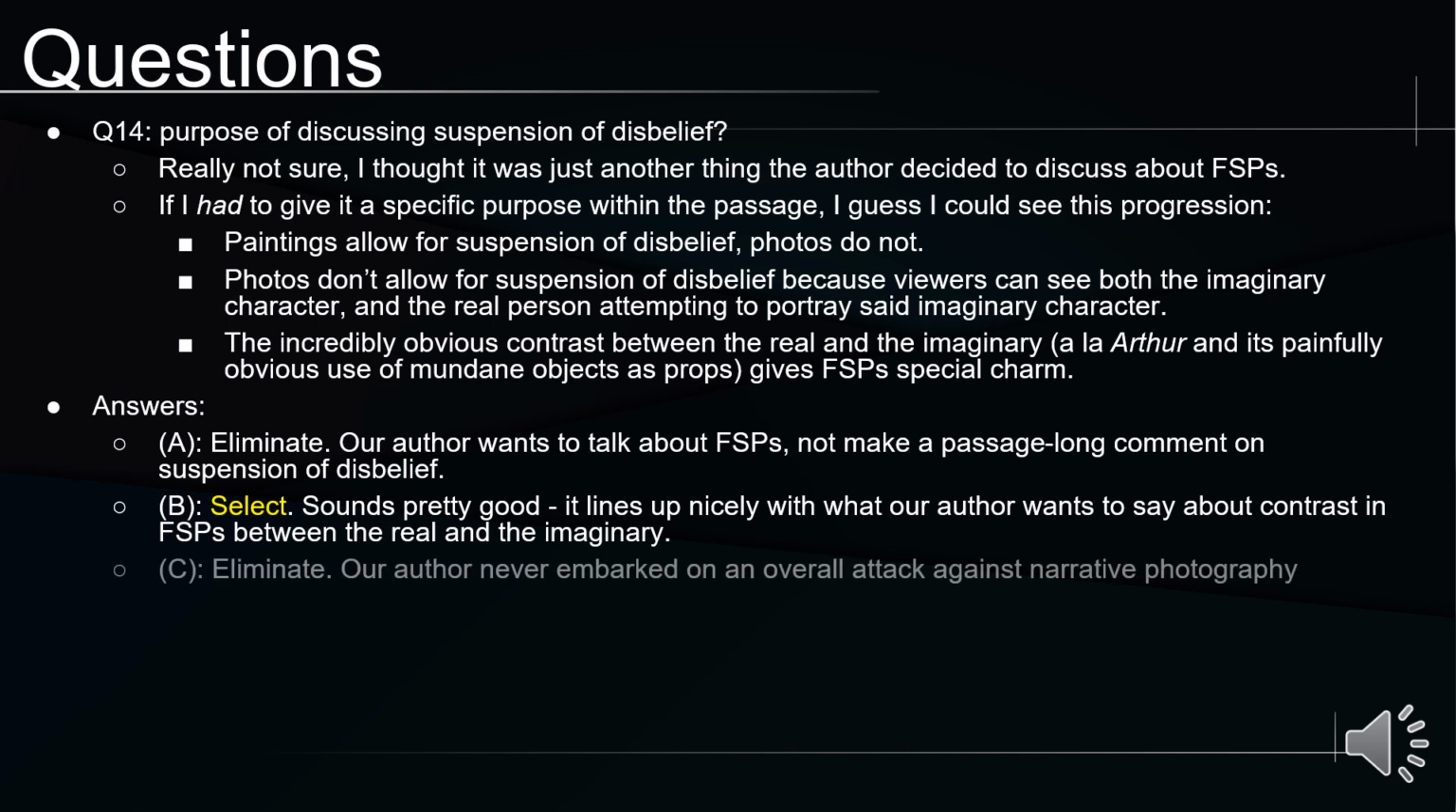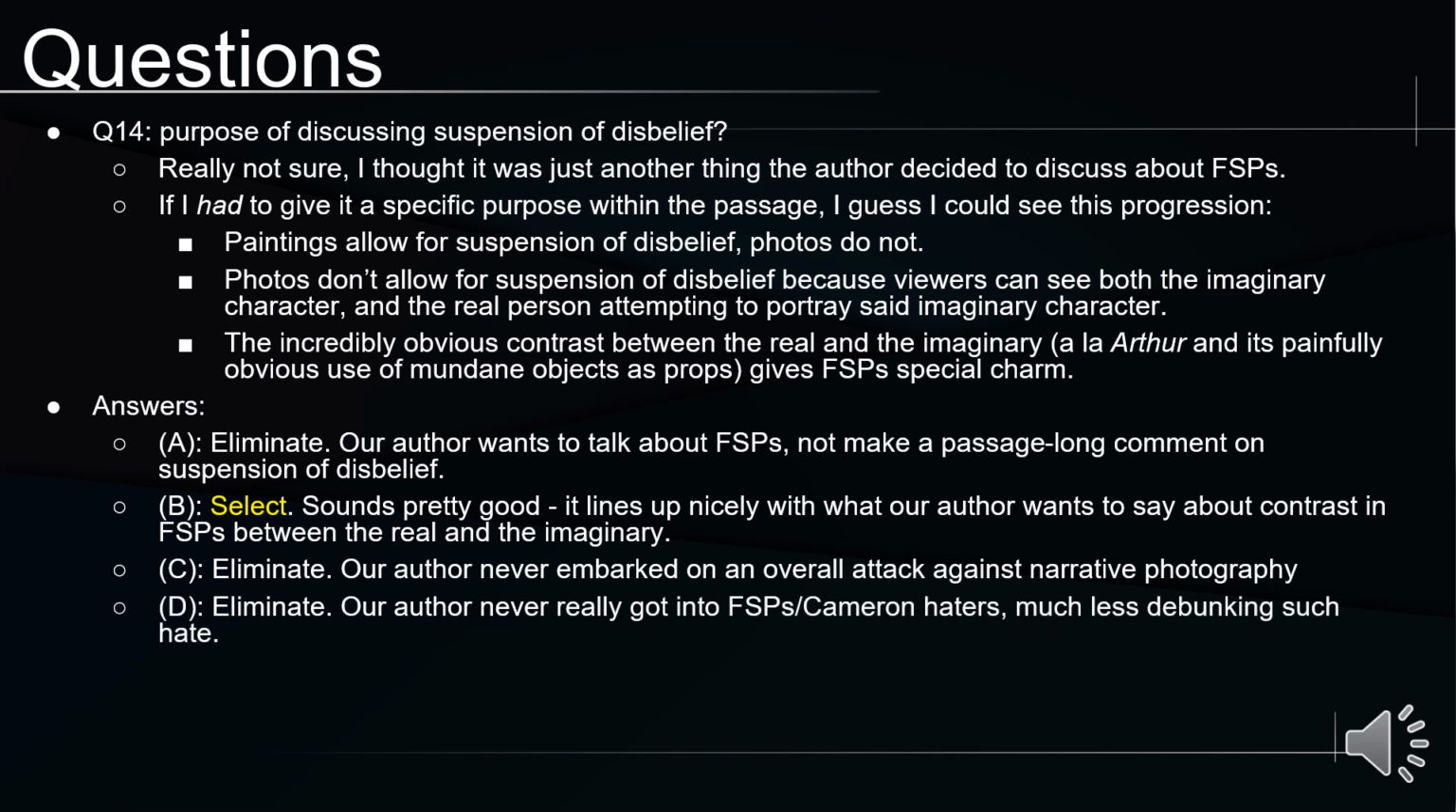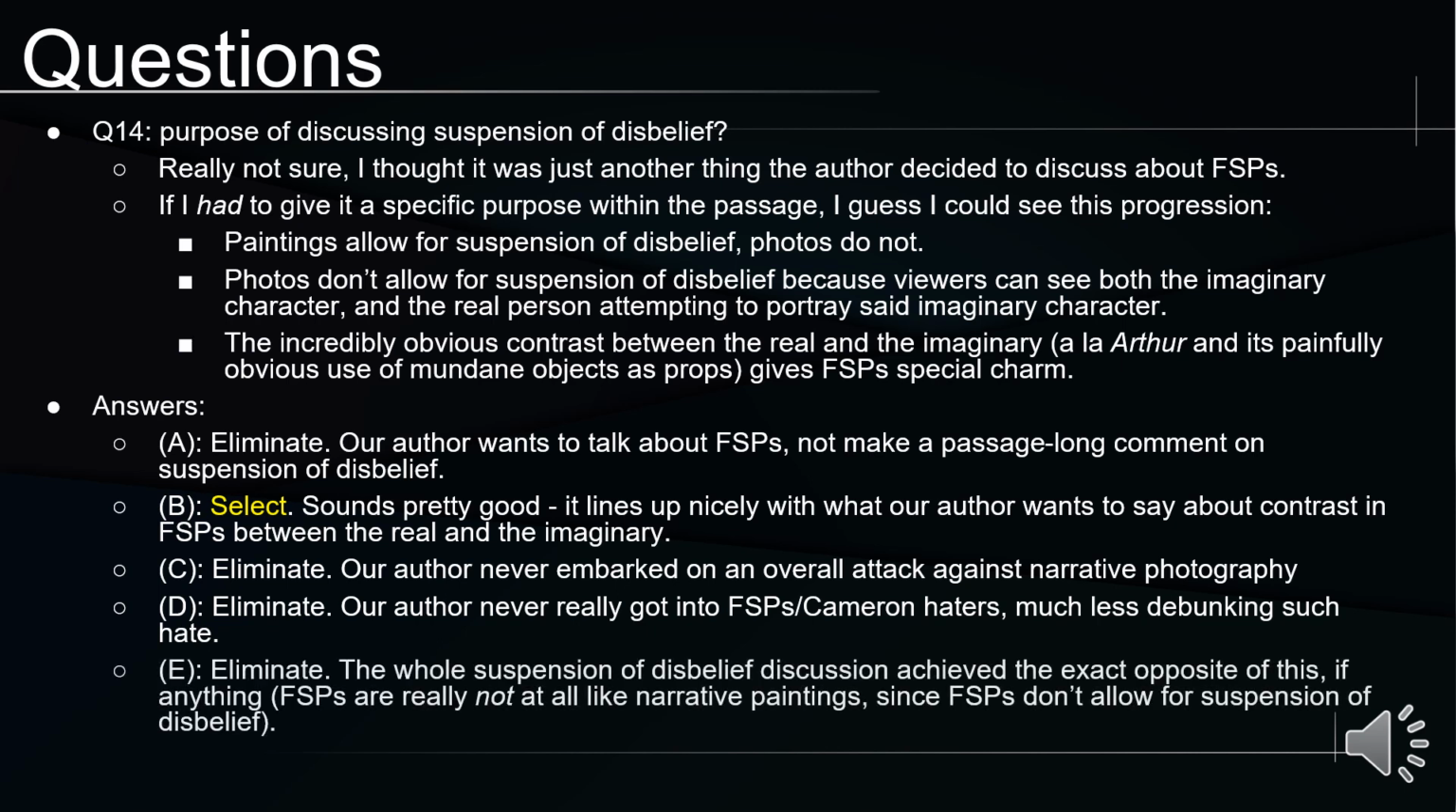Moving on to C, I'm going to eliminate this one. Our author never embarked on an overall attack against narrative photography, so this just doesn't seem right. D, also going to get rid of. Our author never really got into FSPs and Cameron haters, much less devoting any effort to debunking the haters. And finally, I'm also going to get rid of E. The whole suspension of disbelief discussion achieved the exact opposite of this, if anything. FSPs are really not at all like narrative paintings, since FSPs don't allow for suspension of disbelief. So that's why I don't like this one at all.